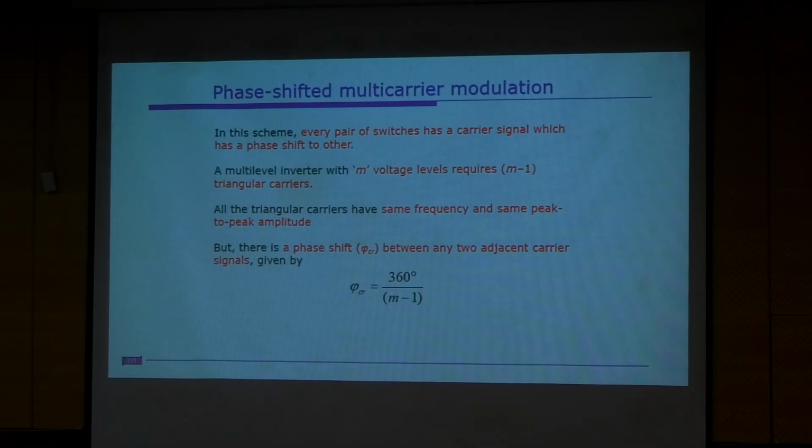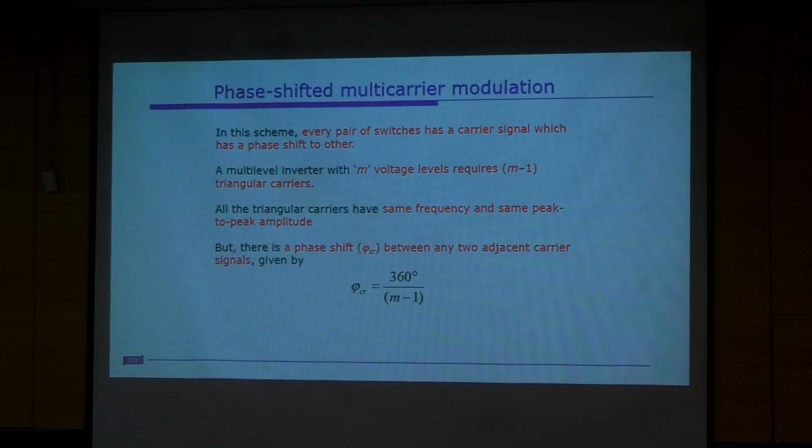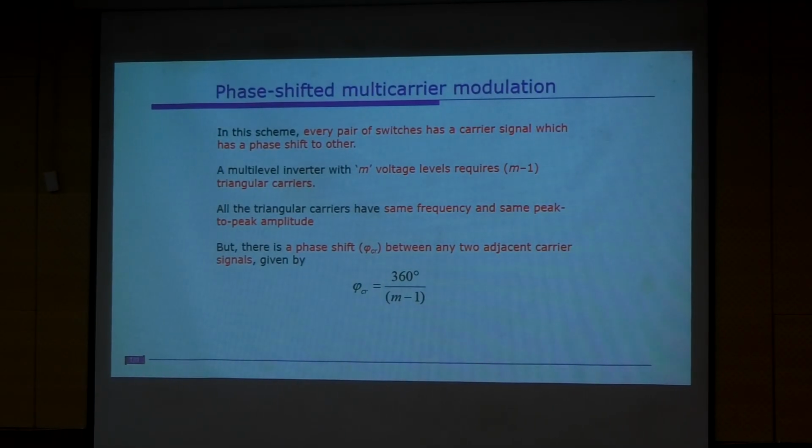So 4 carriers are required, each of the same frequency and ranging from +1 to -1. But we maintain a phase shift between the individual carriers, calculated as 360 degrees divided by M-1. In case of 5 level, the phase shift is 90 degrees. So after 90 degrees of the carrier period, another carrier will start. Understood? Clear?